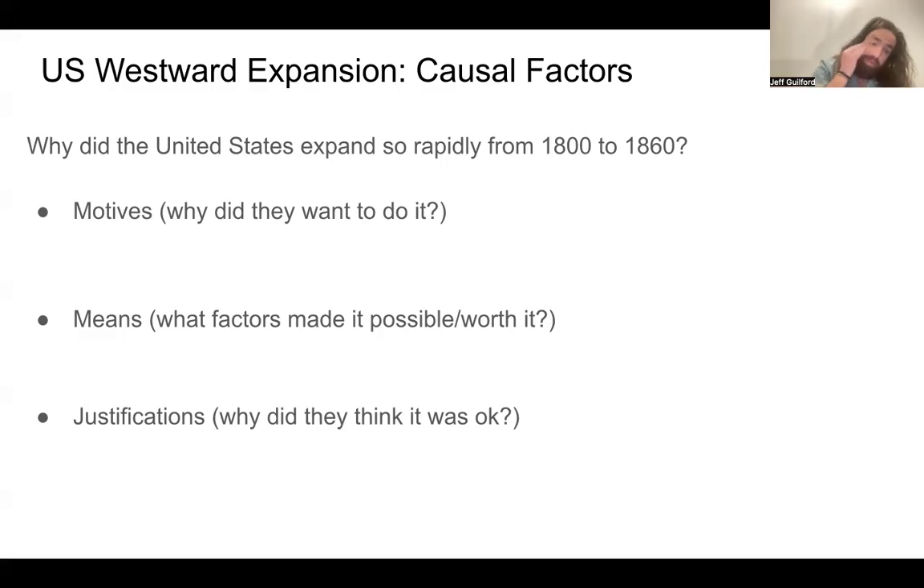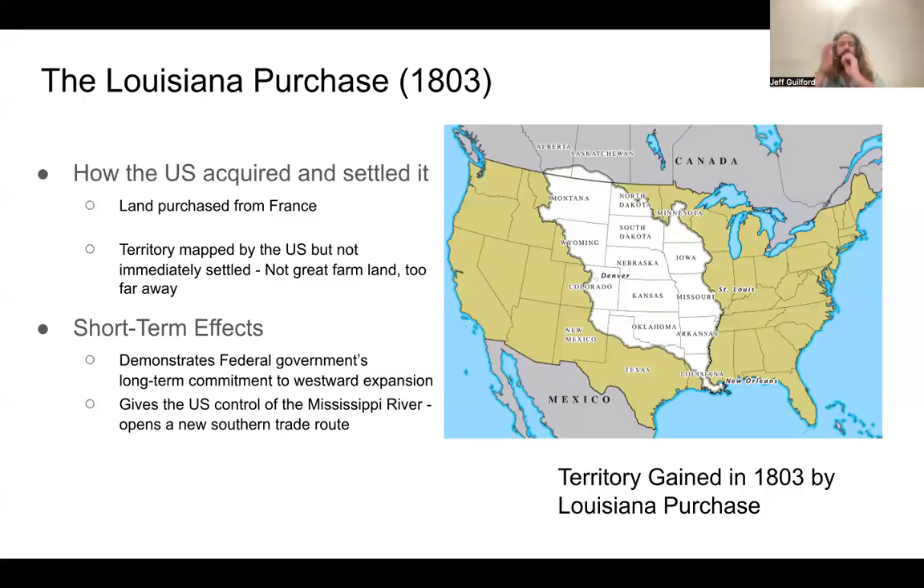So there we go. We got the motives, the means, and the justifications. It's pretty straightforward. It all lines up, and it's going to result in rapid US expansion over the next 60 years. So let's get into some of the big chunks of US expansion.